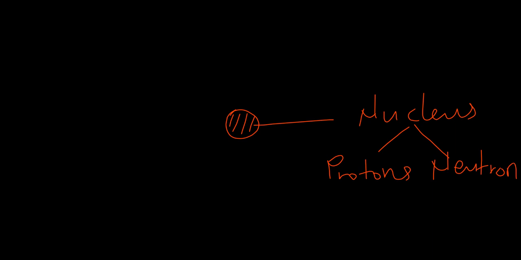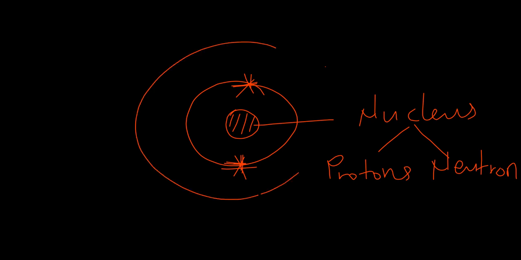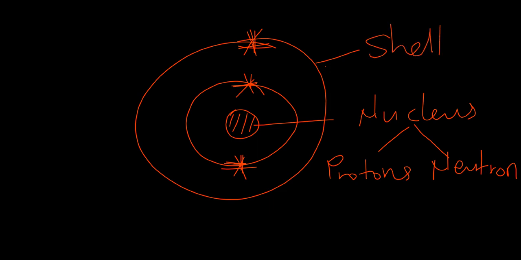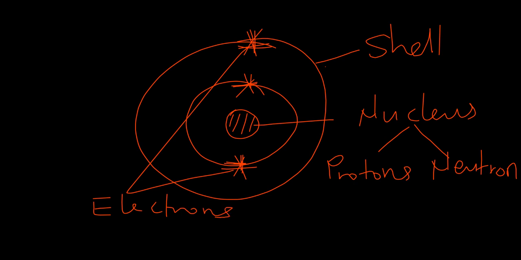Then the atom has shells. Let me start with the first shell. On the first shell, you find some electrons. Here I've drawn 2 electrons on the first shell. Then let me draw another shell. I'll draw, let's say, 1 electron. So we have shells, and you have electrons on the shells. So that's simply the structure of the atom. And it's as simple as that.